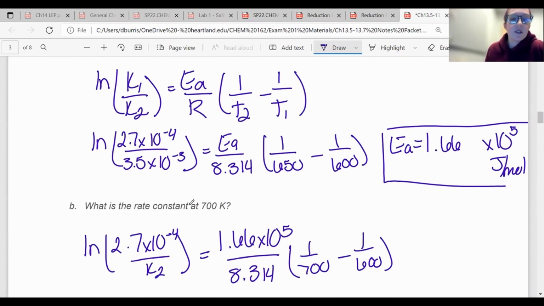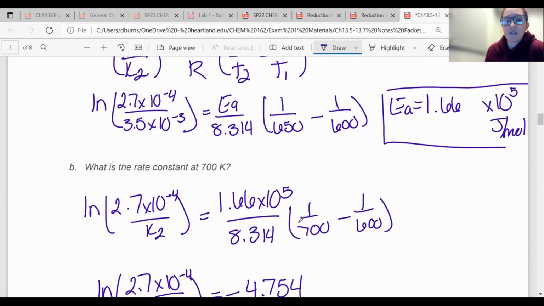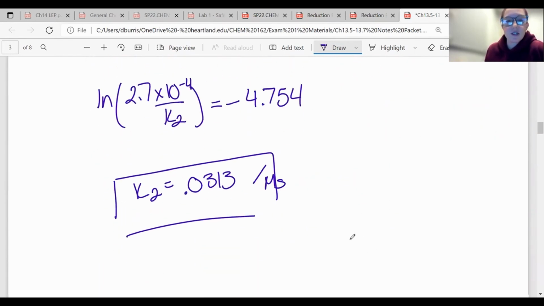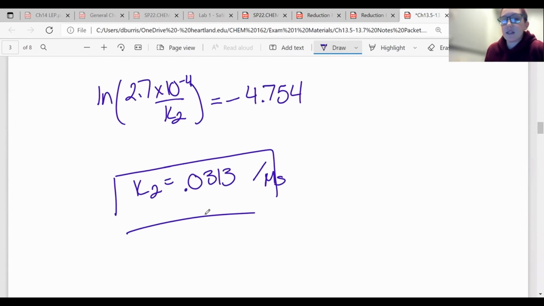Okay, same equation for part B. I just wanted to use 700 and actually solve for k2. This one uses a little bit of algebra, so watch your natural logs there. You should end up with k2 is 0.0313 per molarity seconds. Okay, same unit as the other one. Your k's should have the same units, all right?